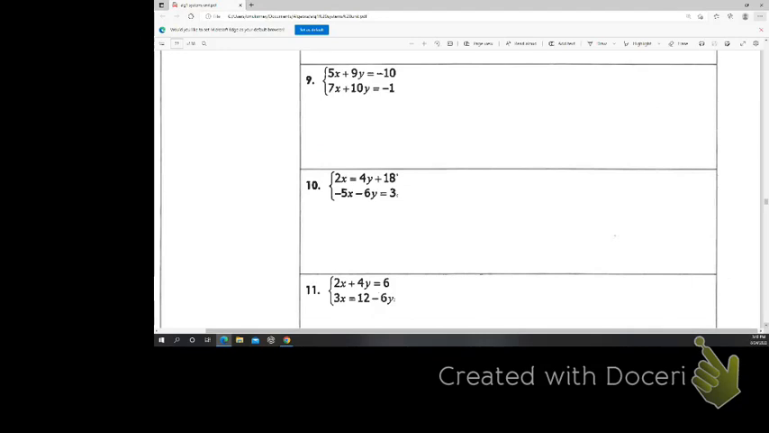All right, welcome back. There we go. Let's try number 9. So take a minute. What do you think you should multiply by? So pause me and write down what you would multiply. I will tell you you need to multiply both equations.